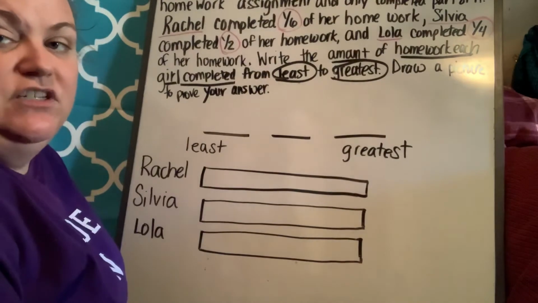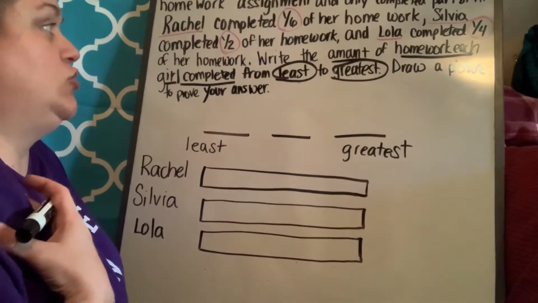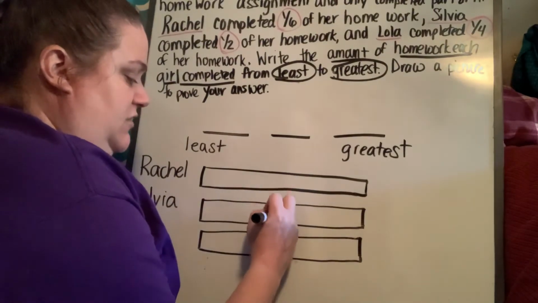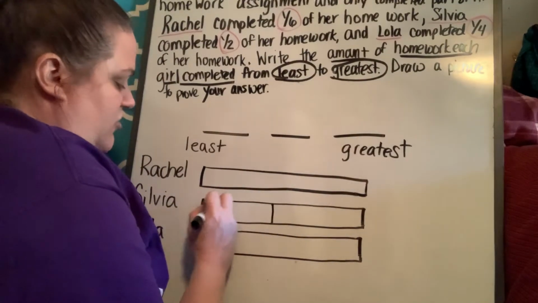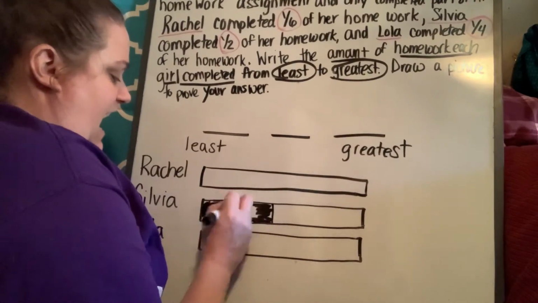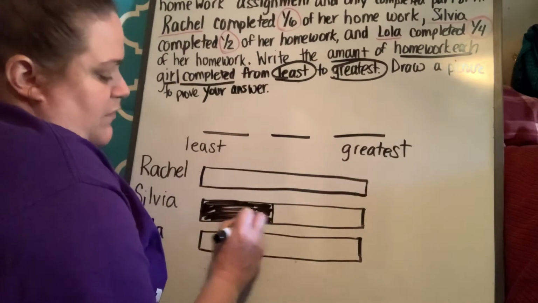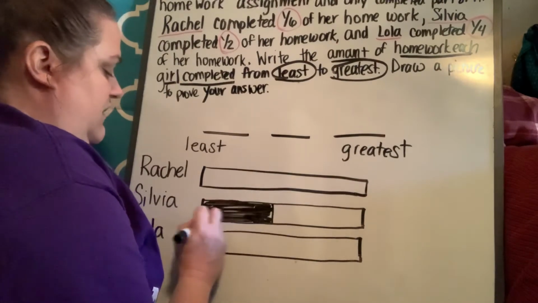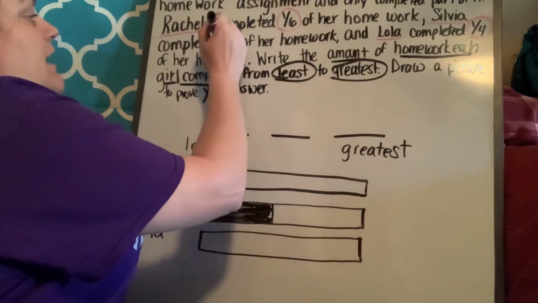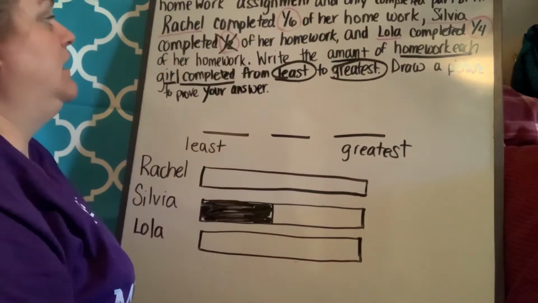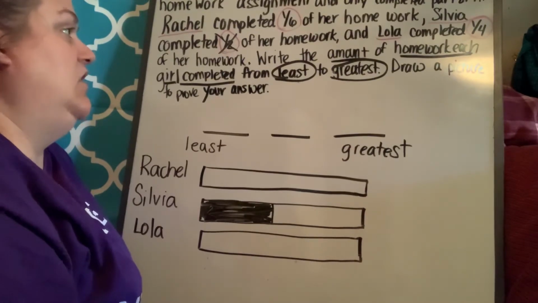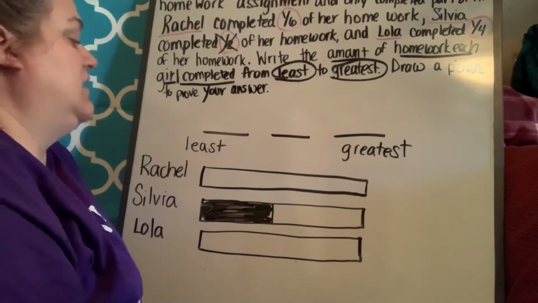I'm actually going to do what I think is the easiest one to draw. Sylvia only did half of her homework. So I'm going to divide her box into 2 pieces. Then I'm going to shade in the part that Sylvia did. Sylvia did a half. So that's a pretty big chunk of her homework. Good for Sylvia. So there's Sylvia's. I'm going to put an X on the half because I did that one. Now I need to figure out how much Lola and Rachel did. Lola did 1/4 and Rachel did 1/6.